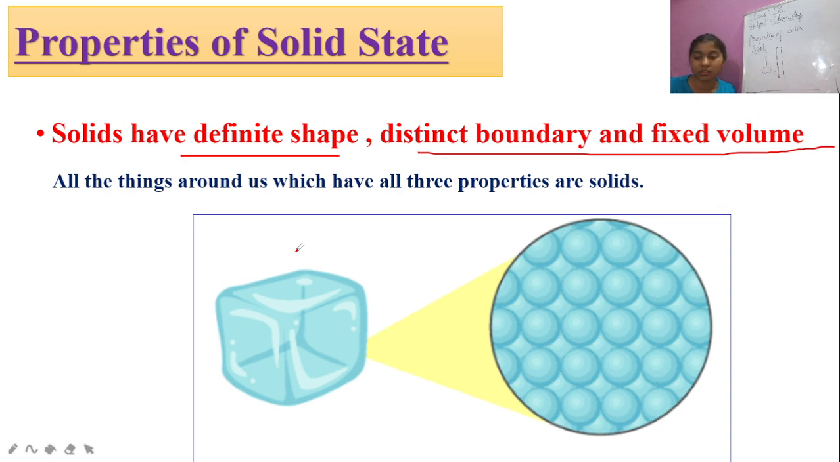Okay, so all the things around us which have all these properties, we can consider as solids. See, in the example I have put an ice cube. This is an ice cube in the form of a solid. As you can see, the molecules are very tightly packed, right? Here we have molecules which are tightly packed, which have fixed volume and shape. That's why they come under solids. Okay.